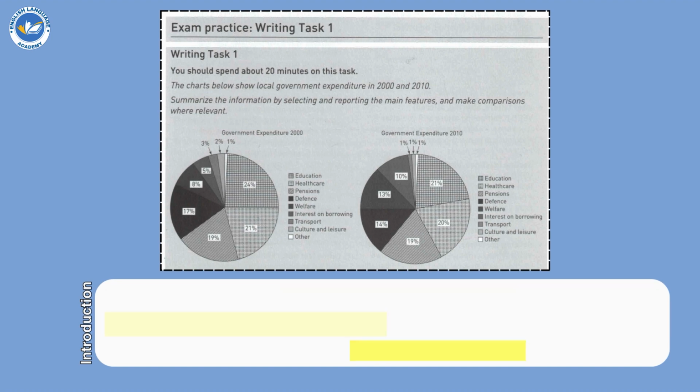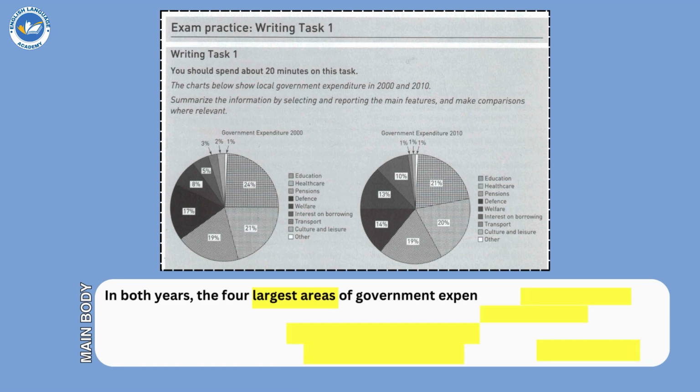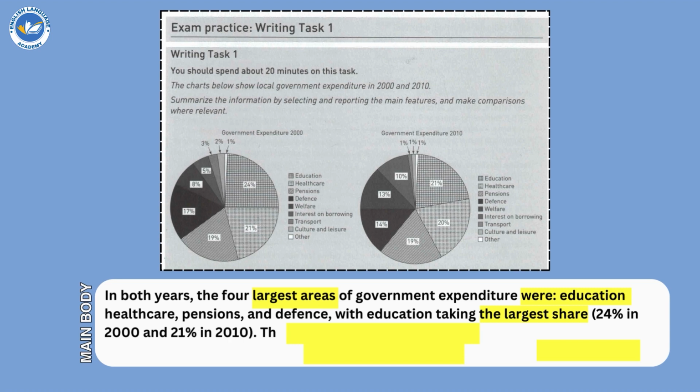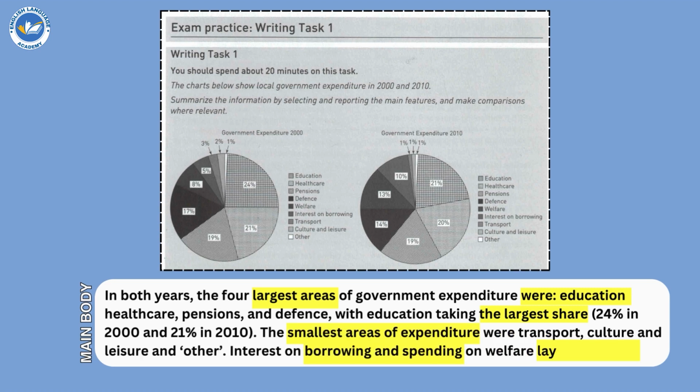Now let's move on to the main body. This is the first part of the main body. In both years, the 4 largest areas of government expenditure were education, healthcare, pensions and defence, with education taking the largest share, 24% in 2000 and 21% in 2010. The smallest areas of expenditure were transport, culture and leisure and other. Interest on borrowing and spending on welfare lay in between.